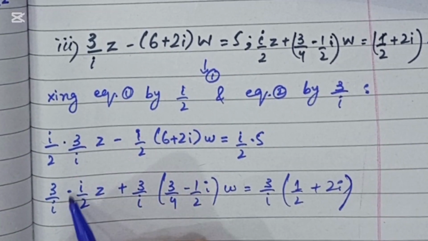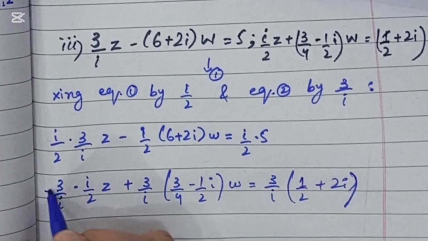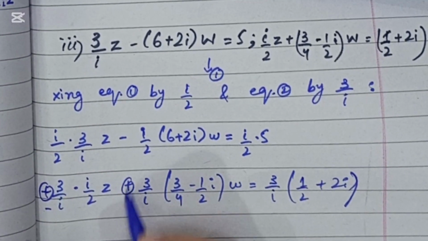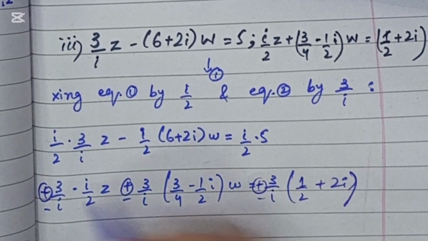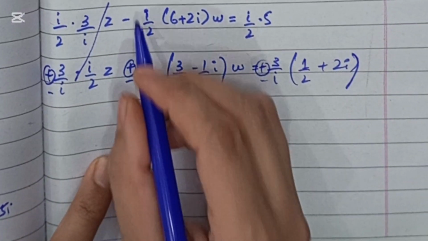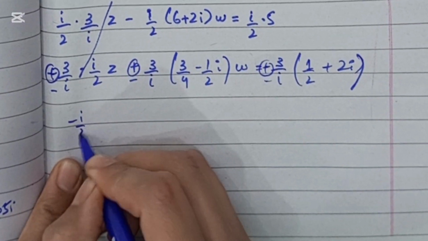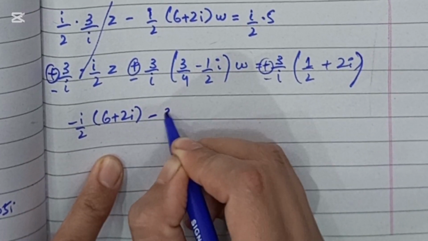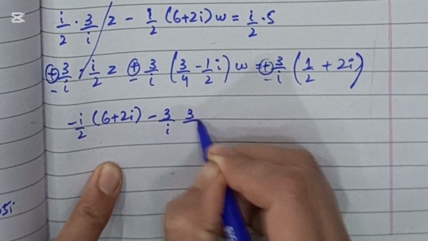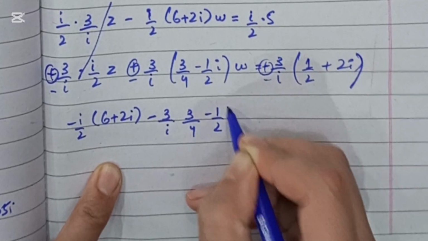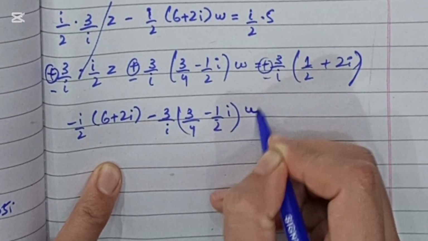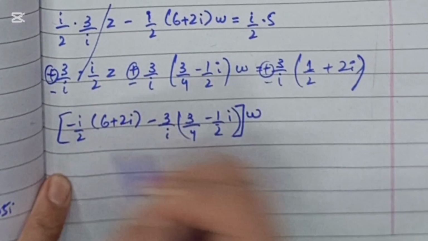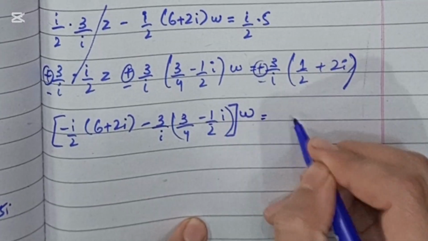Now see, these whole terms are the same. We need to change the sign and this will be cancelled. Here we will be left with minus iota by 2, 6 plus 2 iota, minus 3 by iota, 3 by 4 minus 1 by 2 iota, W. Taking W common from these both terms.